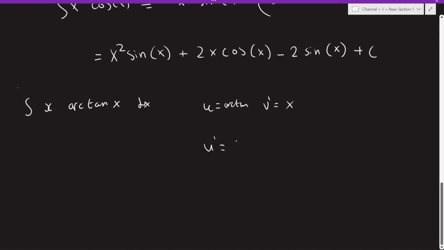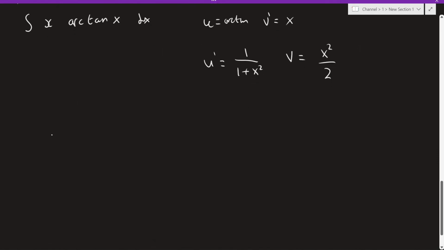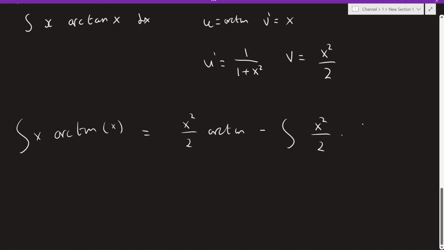Now we just have to find the derivative of arctangent from calculus 1, which is 1 over 1 plus x squared, while the integration of x is x squared over 2. Now apply the formula like usual. u v prime, arctangent of x times x, is equal to uv, which is x squared over 2 arctangent, minus the integration of x squared over 2 times 1 over 1 plus x squared.